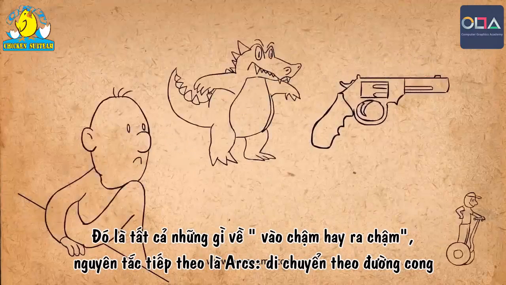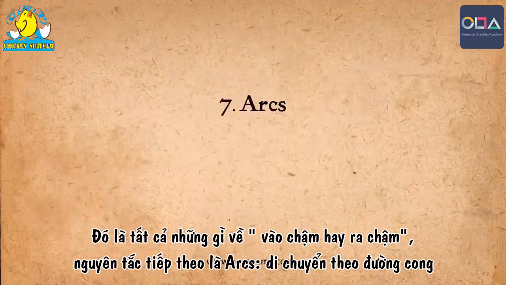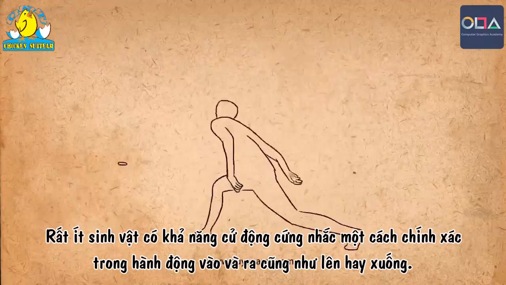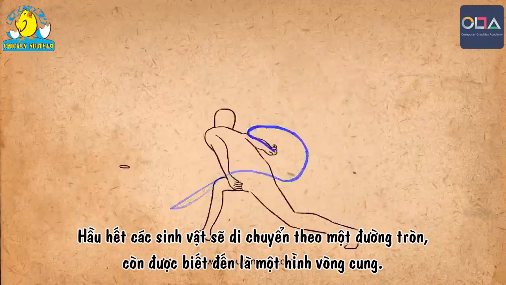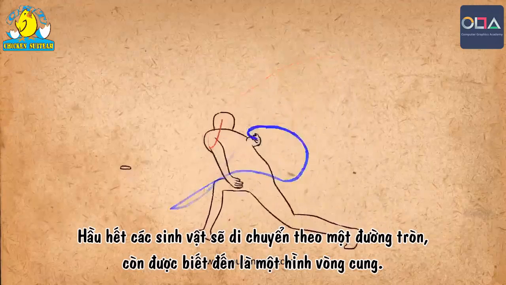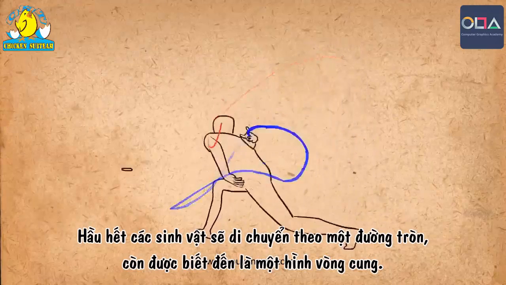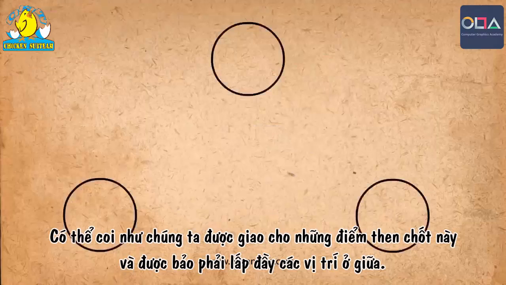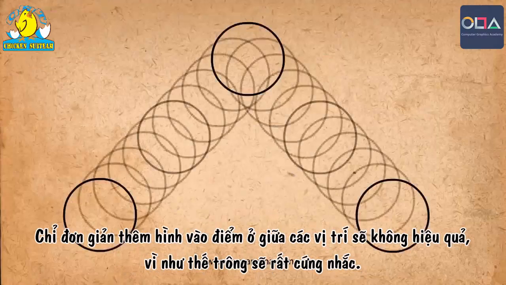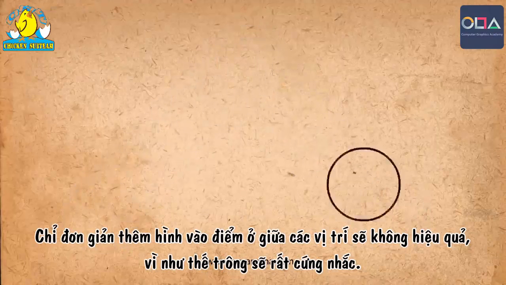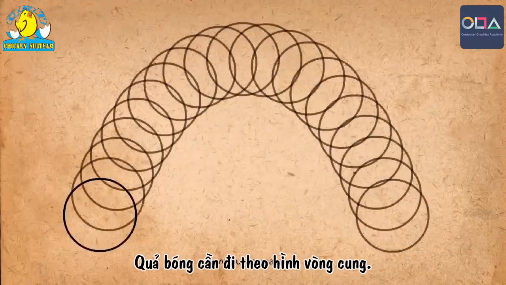The next principle is called arcs. Very few organisms are capable of movements that have a mechanical in and out or up and down precision. Most living creatures will move in a circular path, otherwise known as an arc. So let's say that we were given these key poses and were told to fill in the poses in between. Simply taking the midway point between the poses will not work because this looks way too mechanical. The ball needs to follow an arc.